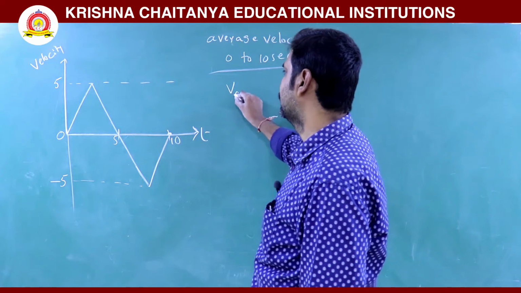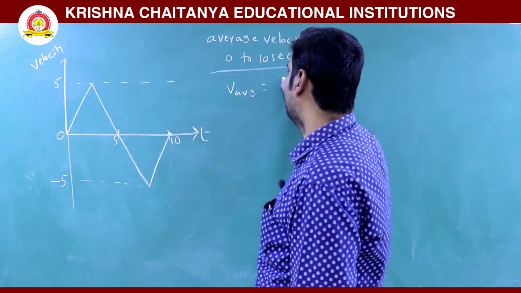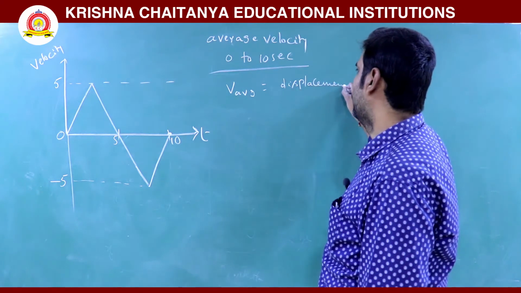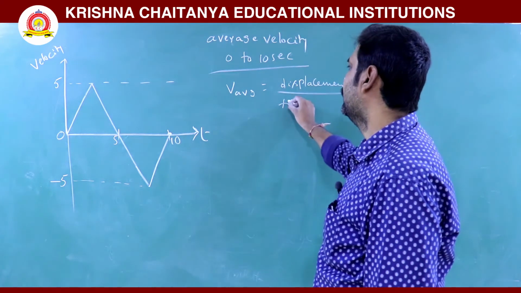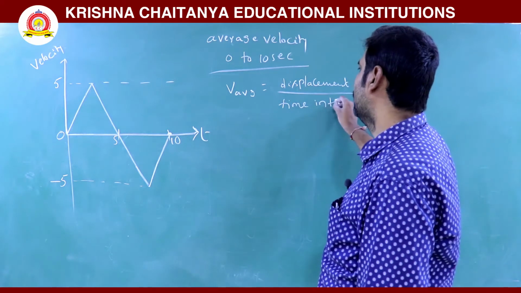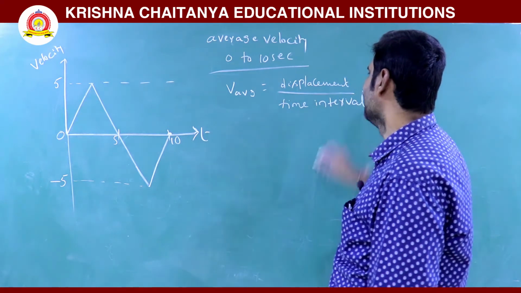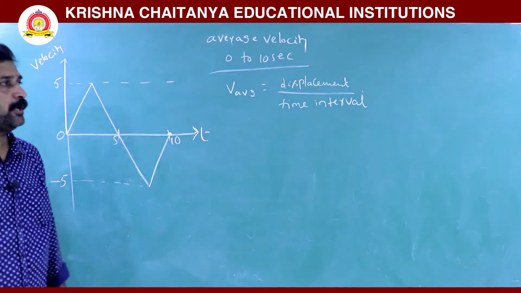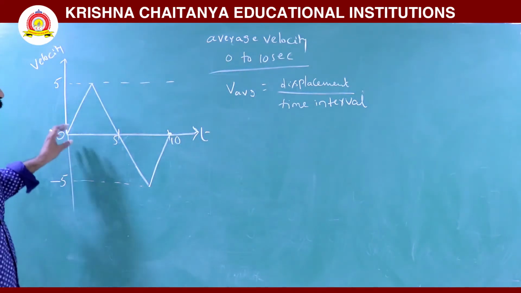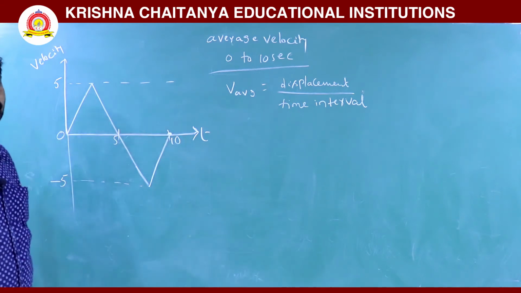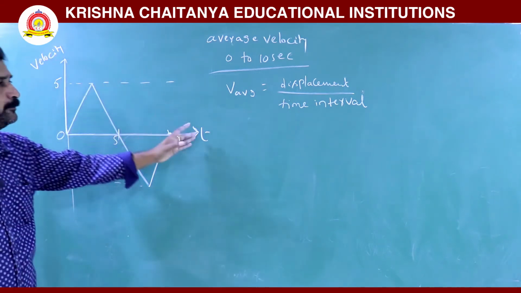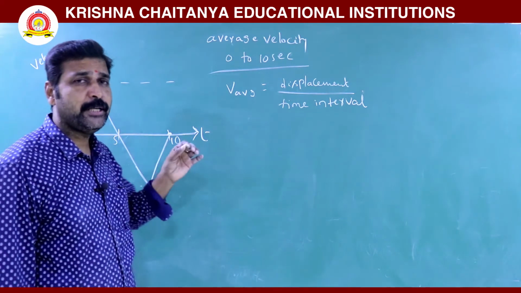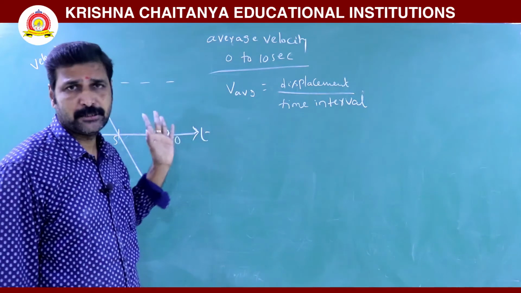So V average is equal to displacement divided by time interval. Displacement by time interval, that is average velocity. Now here, from 0 to 10 seconds displacement. How to find displacement in a velocity time graph? One more thing is there: without doing any calculation you can simply say the answer.